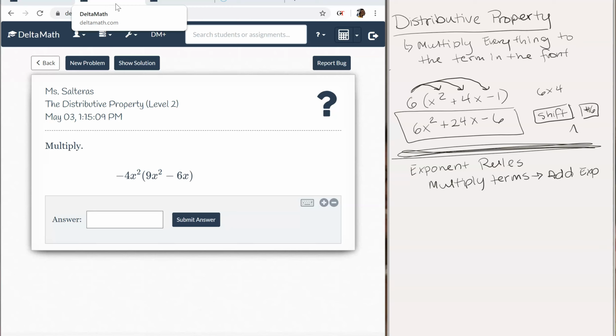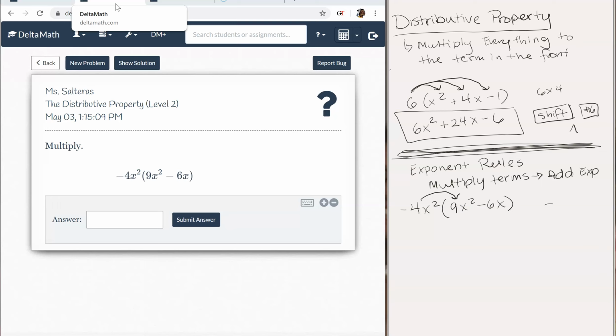All right, so again, I'm going to rewrite it. -4x squared, 9x squared minus 6x. Both are in parentheses. That's called a binomial because there are 2 terms inside of that parentheses. And again, I'm going to use my arrows to signify that I'm going to multiply. I'm going to take -4x squared and multiply that to 9x squared. So we'll do that part first.